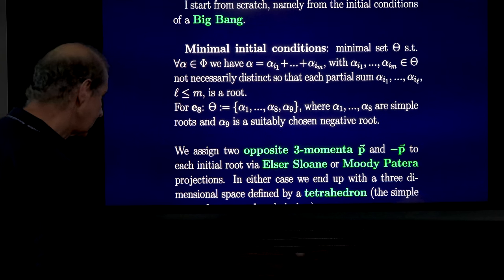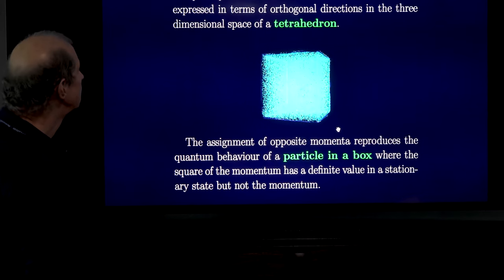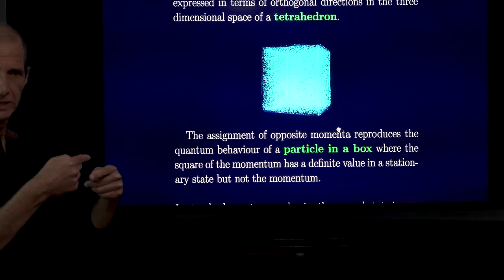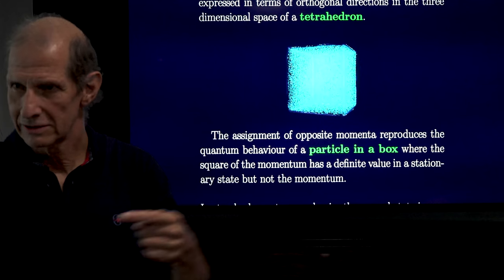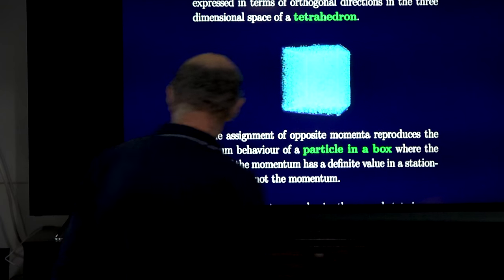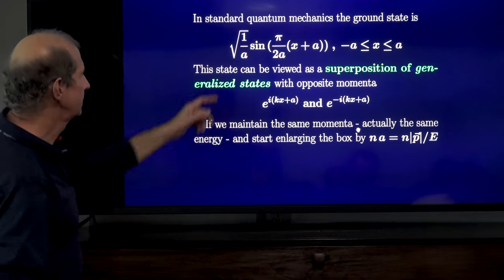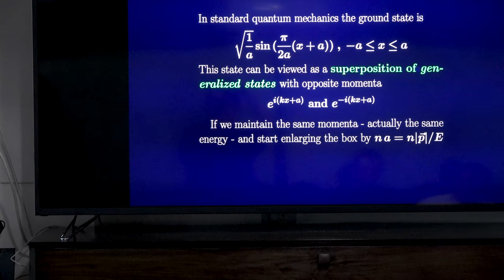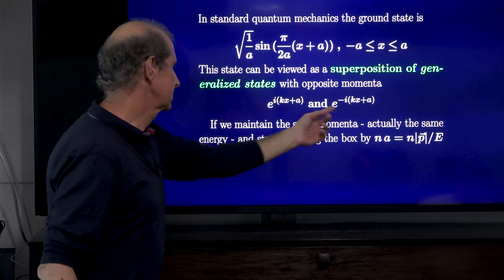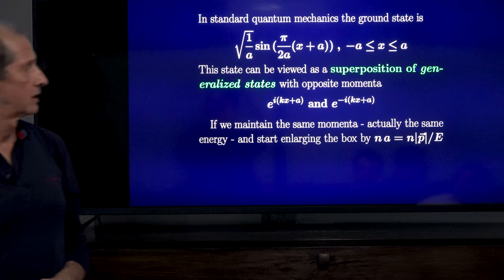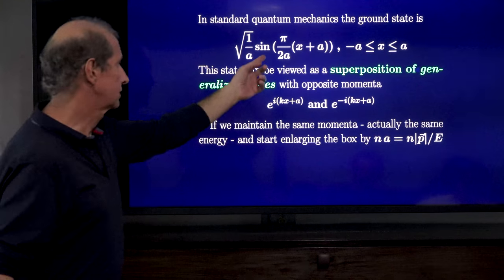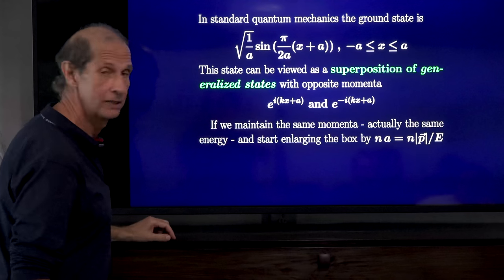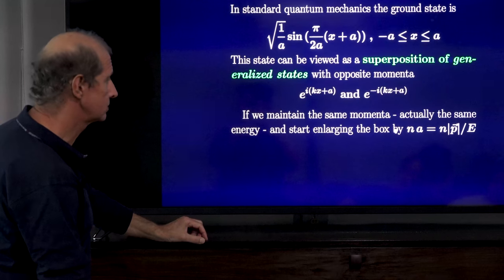So, let's continue. This I already said and stressed. The reason for having opposite momentum is related to the simple quantum mechanics in a box. Yes, it's always a superposition of objects which have opposite momenta. This is what I already told you. This is the ground state from standard quantum mechanics of a particle on a segment. And it's obviously a superposition of two plane waves. These are definite momenta, but this one does not. It's a superposition. These are outside the space allowed. This is inside and cannot possibly have a definite momentum, but it's a superposition of two opposite ones.